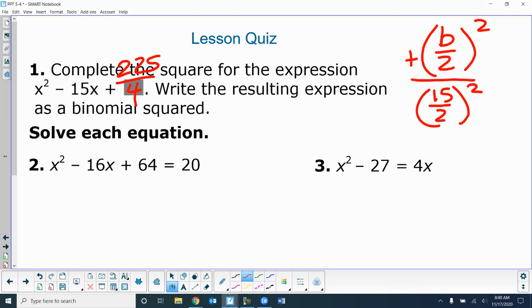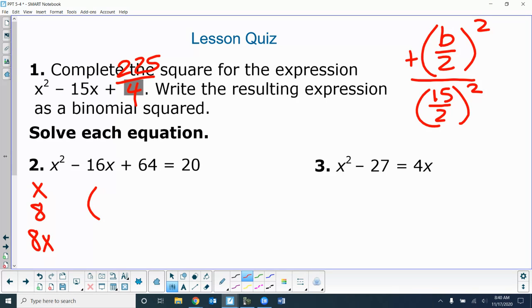Okay, number 2, it says solve this. So I look at it, I see that there's no GCF, but I also see that this first term and this third term are both positive perfect squares, so it could be one of those special ones, right? So I take the square root of x squared, I take the square root of 64, and I multiply those two answers, and I see that it's half of b, right? So that tells me it is one of those special ones already, one of those trinomial squares or perfect square trinomials.